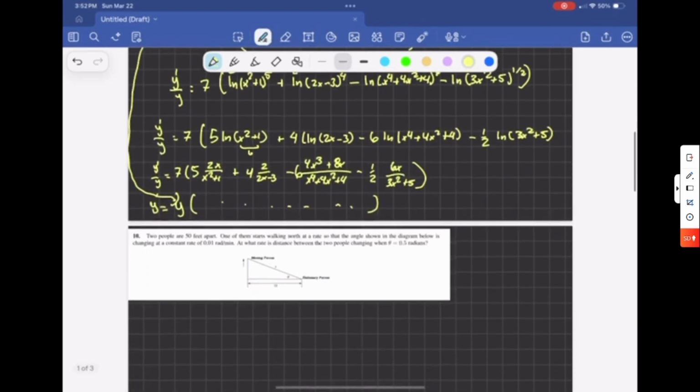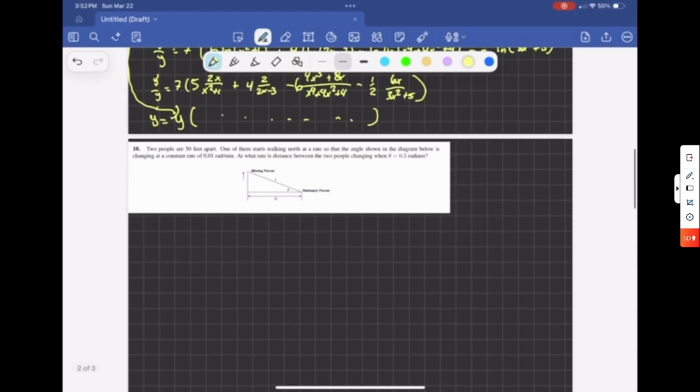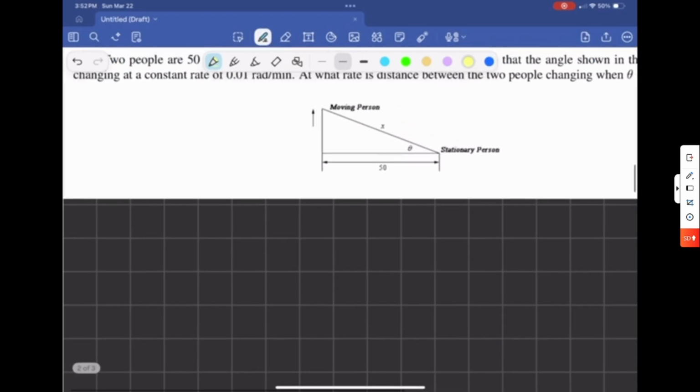And that's how you do that problem. This is another one that a lot of people asked me for. So in this one, we know that we have an equation, and based off SOHCAHTOA, we have cosine theta equals 50 over x, because cosine is adjacent over hypotenuse.